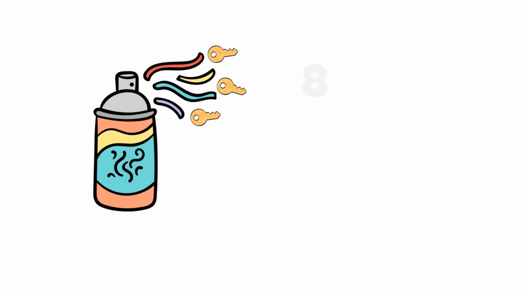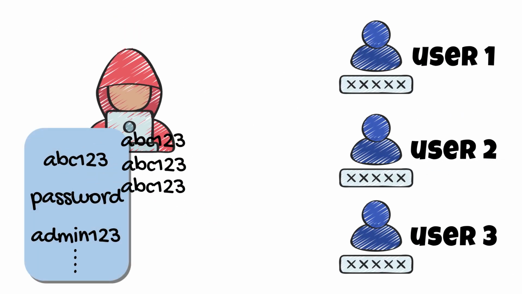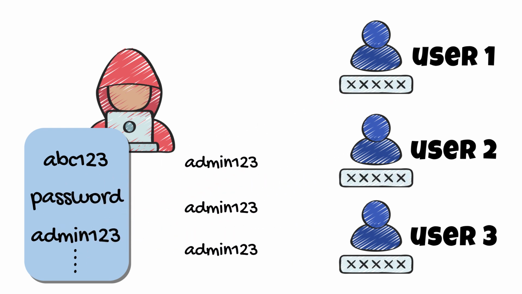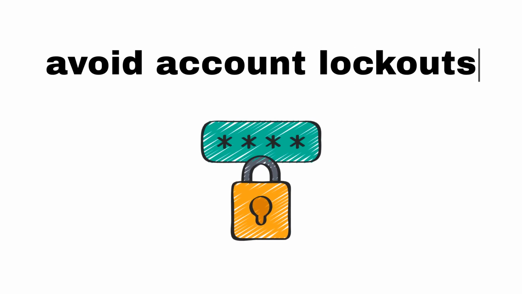Technique number 8 is password spraying. Password spraying is a variation of brute force attacks where attackers use a small list of common passwords against many different accounts. This method helps avoid account lockouts while still potentially compromising weak passwords.